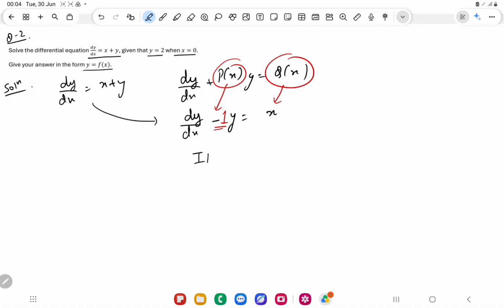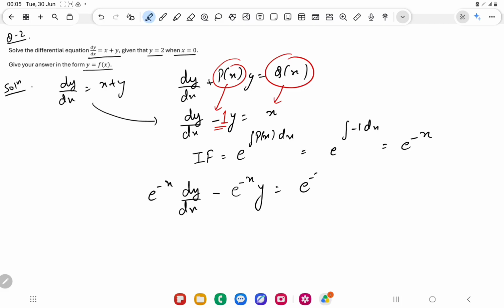So I have to apply the integrating factor method. That is nothing but e to the power of the integration of P(x) dx. So it will be the integration of -1 dx, that becomes e to the power -x. Now once we have found the integrating factor, we just need to multiply this with the complete differential equation. So this becomes minus e to the power minus x into y, and e to the power minus x multiplied by x.